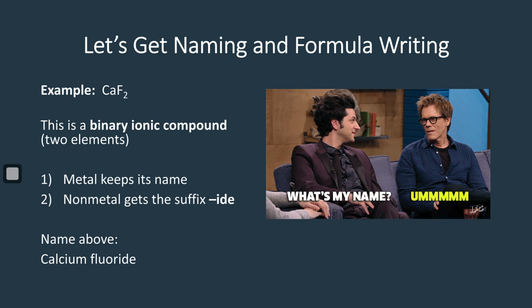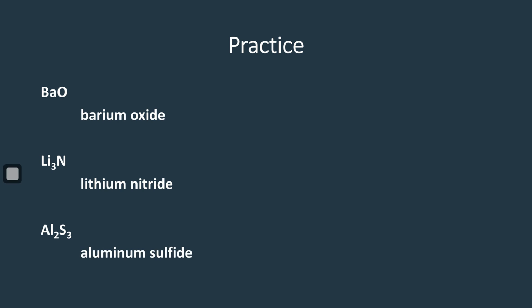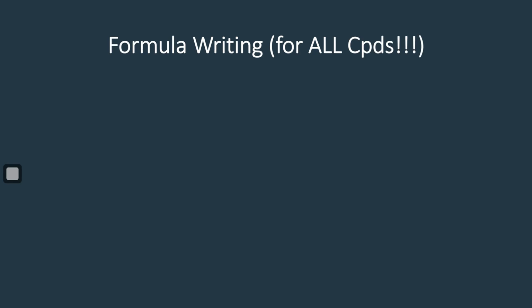All right. So some other ones. BaO, that would be barium oxide. Li3N, that would be lithium nitride. Okay, lithium nitride. And then Al2S3, that would be aluminum sulfide. Okay, that's it. I mean, so naming, at least initially right here, seems kind of straightforward. This seems not so bad. Okay, but we do have some exceptions and things like that.